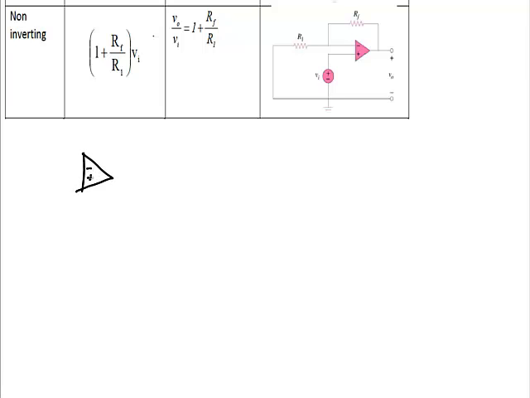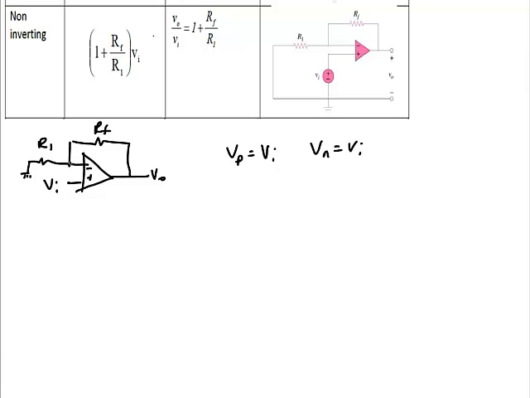So here's the negative and the positive terminal. Here's the input voltage at the positive terminal. Here's RI tied to ground and the negative terminal. And here is the feedback resistor and V out. So first, since the positive terminal is tied to the input voltage VI, based upon our virtual short condition, the negative terminal must also be VI.